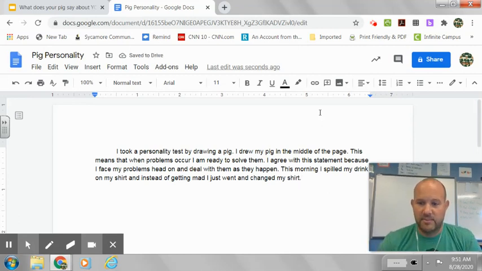Whereas an optimist might be like, oh, it's lucky, this is my lucky shirt and it meant something to spill something on there. I don't know. Or a pessimist would be like, oh no, I spilled on my shirt. My day is over. I can't do anything. I need to go back to bed.